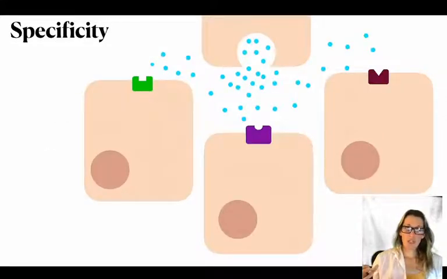Some important characteristics of receptors: they are specific. Meaning, if we release this messenger represented by these little blue balls, all these little blue balls are being released from cell 1.